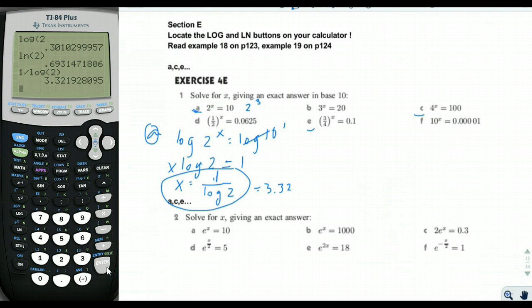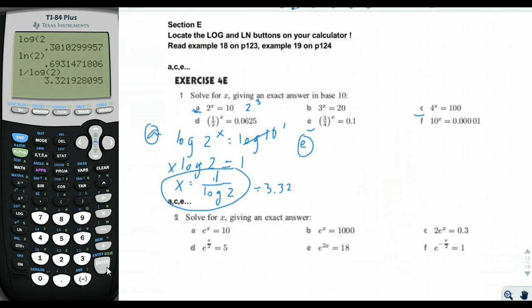If we do 2 to the third, we get 8, right? And if we do 2 to the fourth, we get 16. So 10 is somewhere between those two, closer to 8 than it is to 16. So it makes sense that the answer is 3.32, right? Okay, now we'll do E.